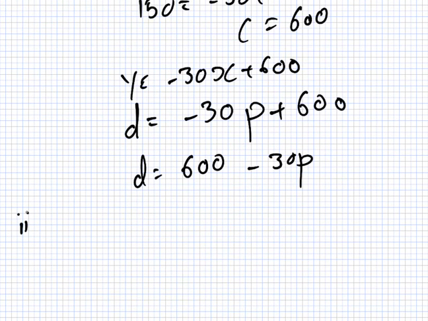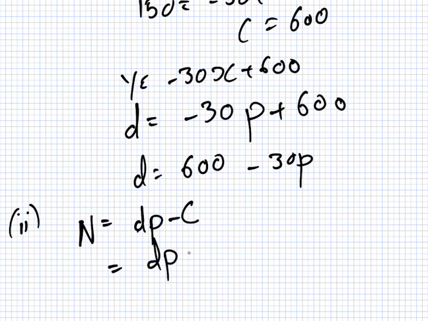So they would like the total profit, which they call N. And they give you the formula for total profit. They say total profit is DP minus C. And they give you the formula for C. They tell you that C is 100 plus 5D. And you know the formula for the D as well. It's right here.